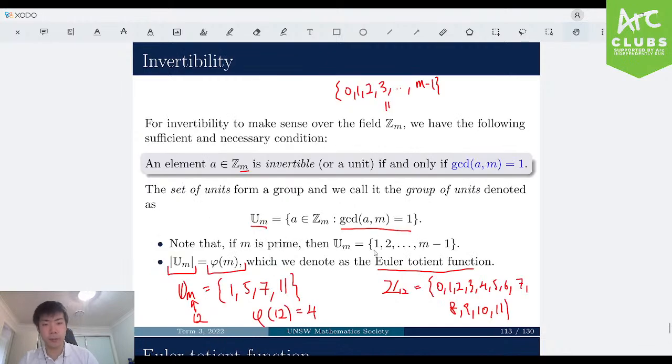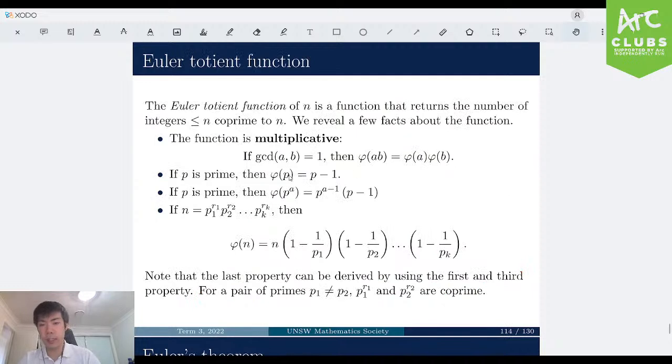Again, for the same reason as here: within this set, if M is prime itself, then everything will obviously be co-prime with a prime number, except for 0, because the GCD of 0 with anything is always going to be that number. That's why it's equal to P minus 1, because you're excluding the 0. If P is prime, then phi of P to the power of A will be equal to this. An easier way to compute this is to take your prime number raised to the power of A minus the prime number raised to the power of A minus 1.